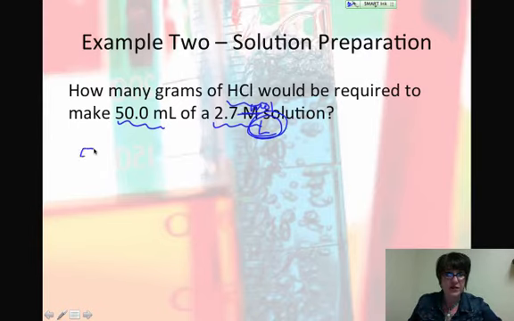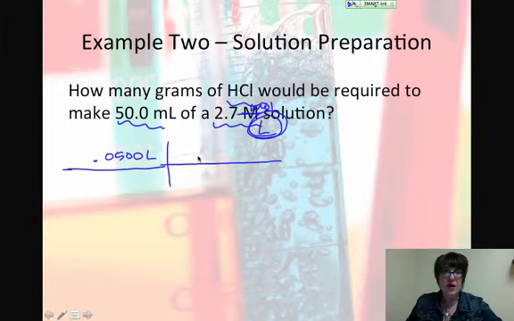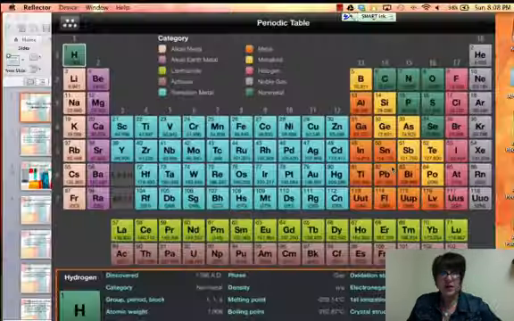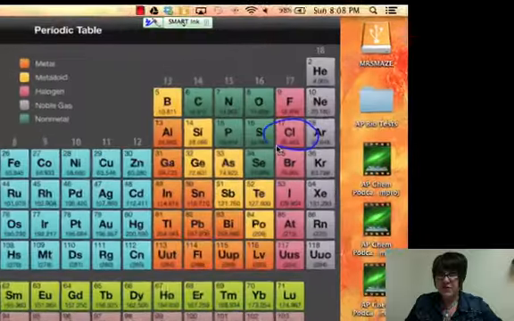And I have 50 milliliters. So let's see, if I have 50 milliliters and I move my decimal 3 times over, then I can convert it from milliliters to liters, right? And I want my solution to consist of 2.7 moles of HCl for every liter of my solution. And then my final step is to get to grams. Notice how liters cancels away, so I'm at moles now. Remember how to change moles to grams? Right, we're going to use the molar mass. Hydrogen is 1 and chlorine is 35.5.